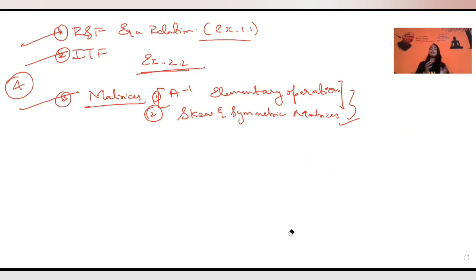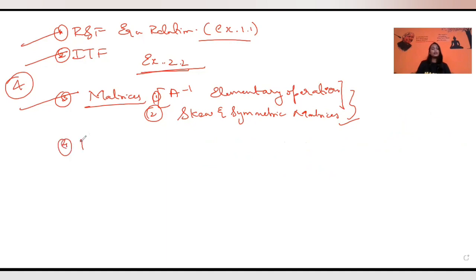Matrices, the inverse of the element. You find the inverse using elementary operations, and there are chances of questions on skew symmetric and symmetric. Totally, if you study equivalence relation, inverse trigonometric functions, and the last exercise in matrices, you'll be getting totally 4 questions.